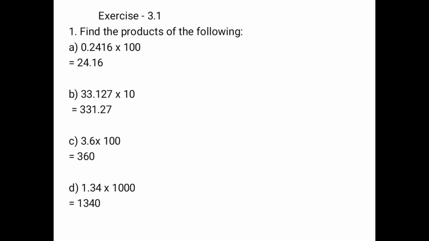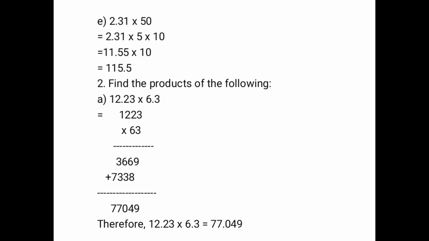D, 1.34 into 1000. We have 3 zeros. The decimal point has to move 3 places to the right-hand side. Now, similarly as question number C, there's one missing number, right? So for that we're putting 1 zero, which gives 1340.